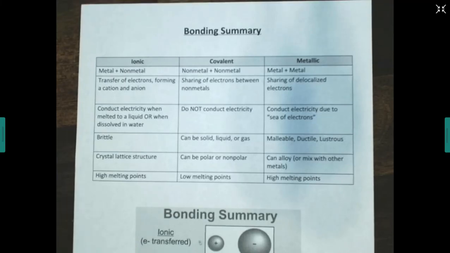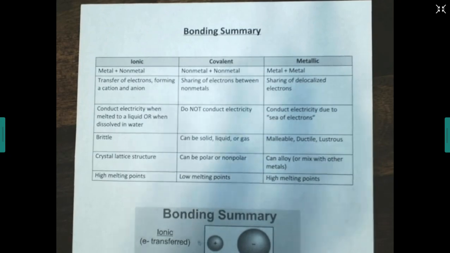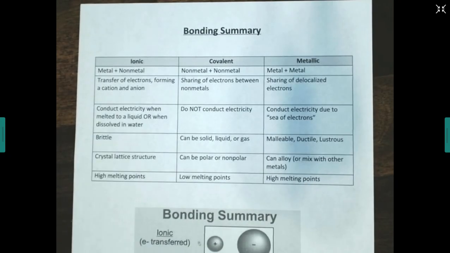Alright, hey guys, I just want to do a quick bonding summary with you over ionic, covalent, and metallic bonding. So I made a little comparison chart here to go over what the main properties of each of these kinds of bonds are.